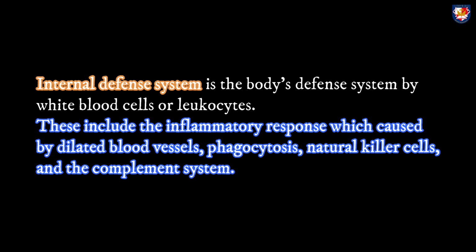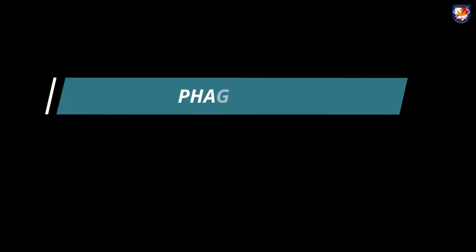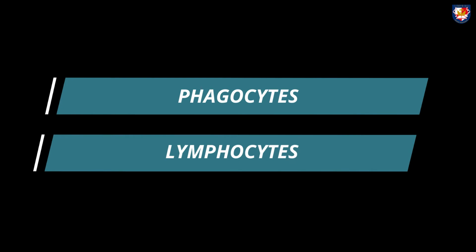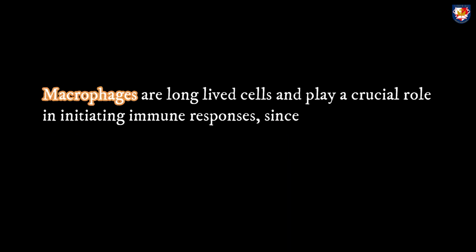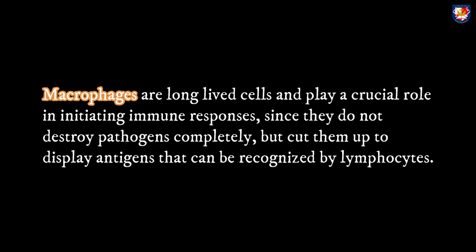The internal defense system is the body's defense by the white blood cells or leukocytes. These include the inflammatory response, which is caused by dilated blood vessels, phagocytosis, natural killer cells, and the complement system. We classify leukocytes into two main cellular groups which coordinate a two-pronged attack: phagocytes and lymphocytes. Phagocytes include the macrophages and neutrophils. Macrophages are long-lived cells that play a crucial role in initiating the immune response, since they do not destroy the pathogens completely but cut them up to display the antigens that can be recognized by the lymphocytes.